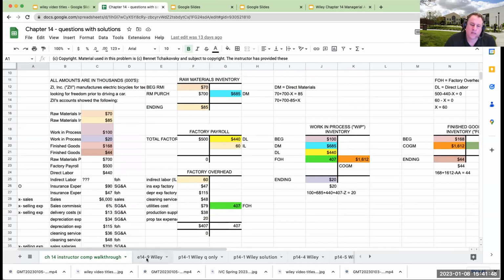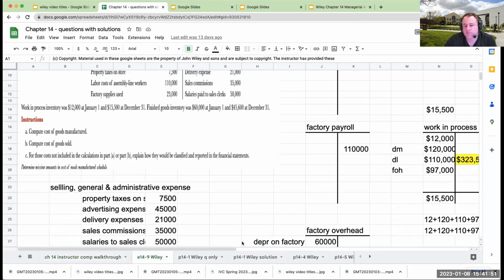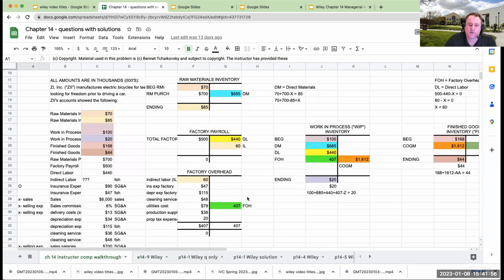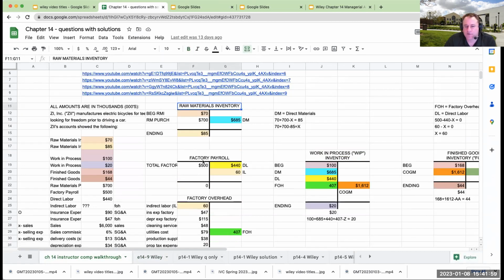Over here, when I look at Wiley, the textbook, some of the questions, right? You've got raw materials, payroll, and overhead. These are all product costs, and these are the costs it takes to make a product. The raw materials come in, and the raw materials that are put into production are what we call direct materials. Our total factory payroll is made up of direct labor and indirect labor.